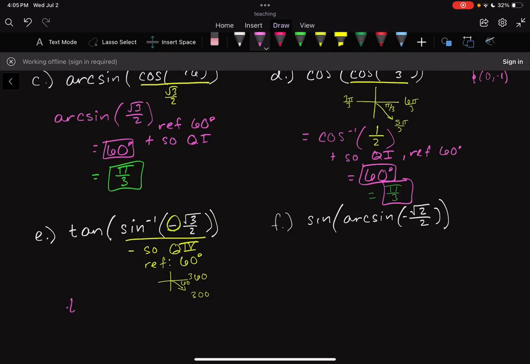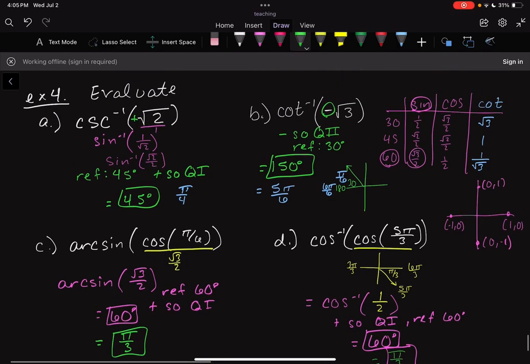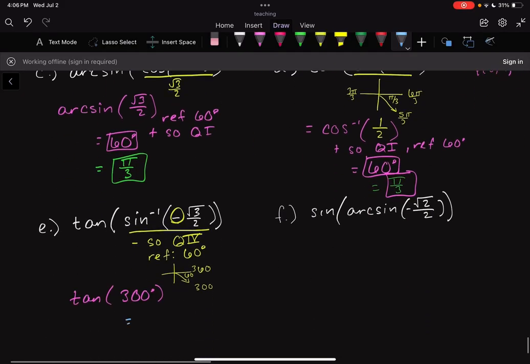So then I'm doing tangent of 300 degrees. And again, 300 has a reference of 60. If I go to my table, I have cotangent in there right now, but I could always write in tangent. So this would be 1 over root 3. This would be 1. This would be root 3. So tangent of 60 is root 3. But we have to figure out positive or negative. In quadrant 4, tangent should be negative.